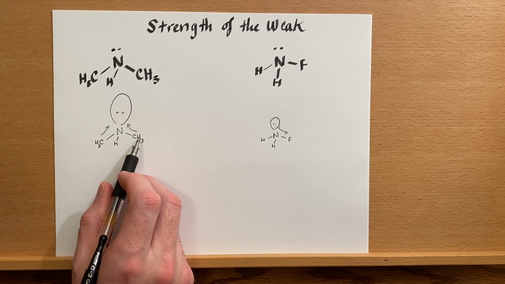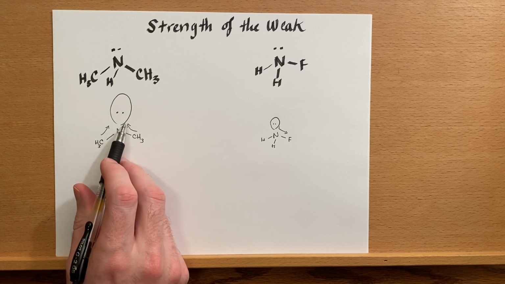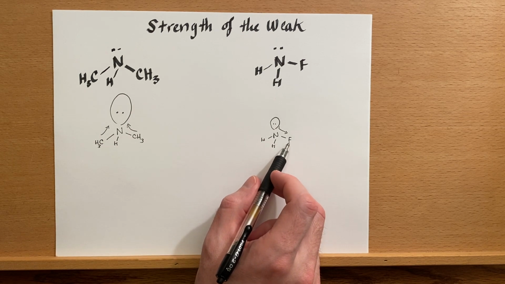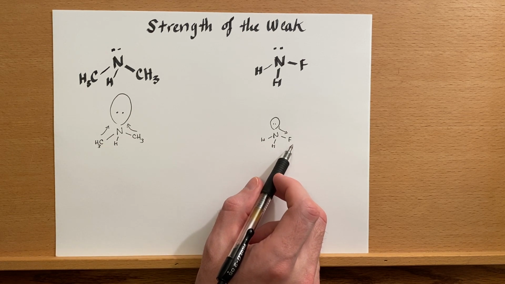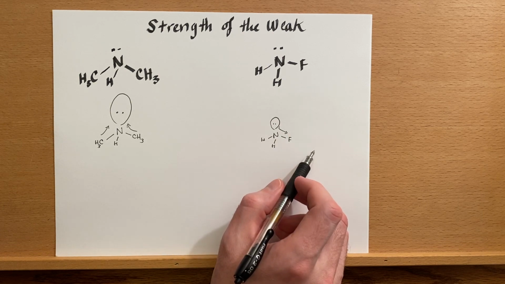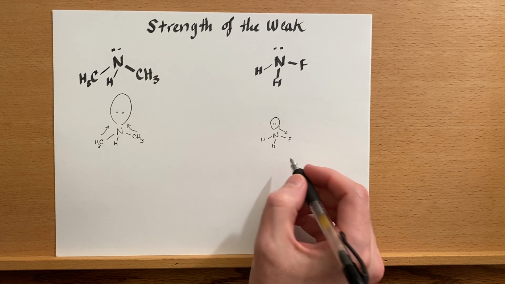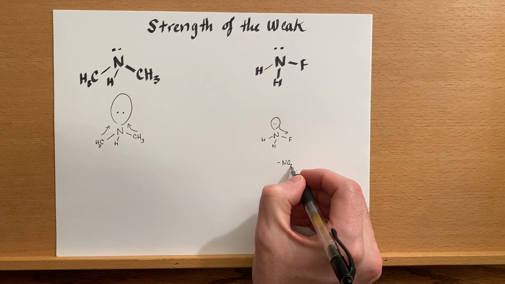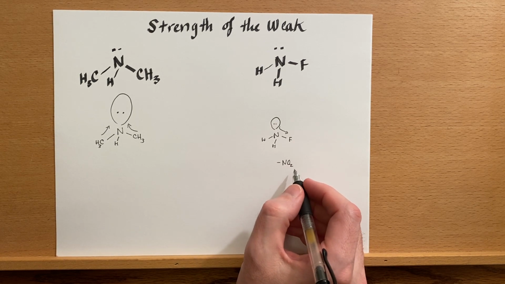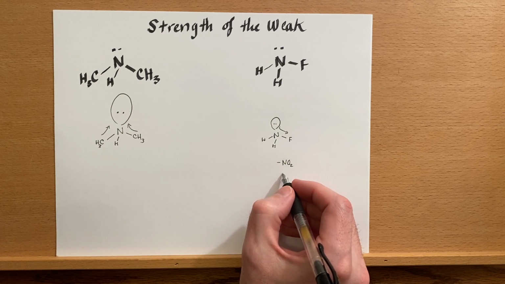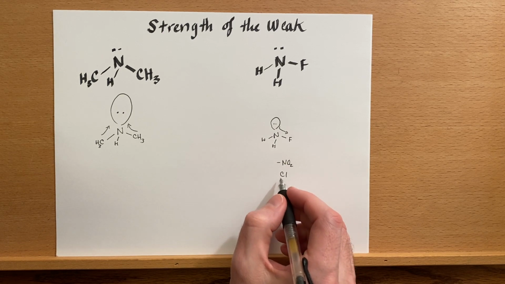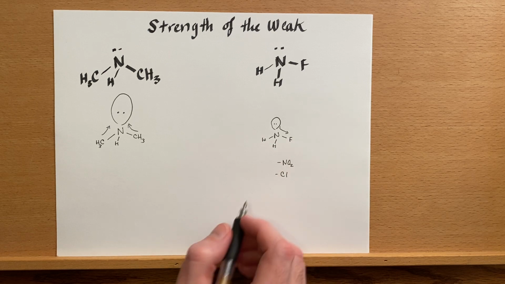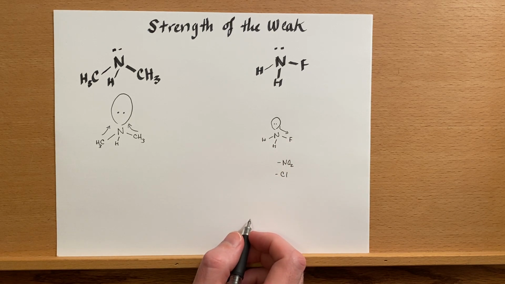Carbon-hydrogen groups tend to donate electrons. Fluorine groups and other electronegative groups tend to pull electron density away. Other electron withdrawing groups can be an NO2 group, like a nitro group. Other halogens, like a chlorine, some of these are also electron withdrawing.